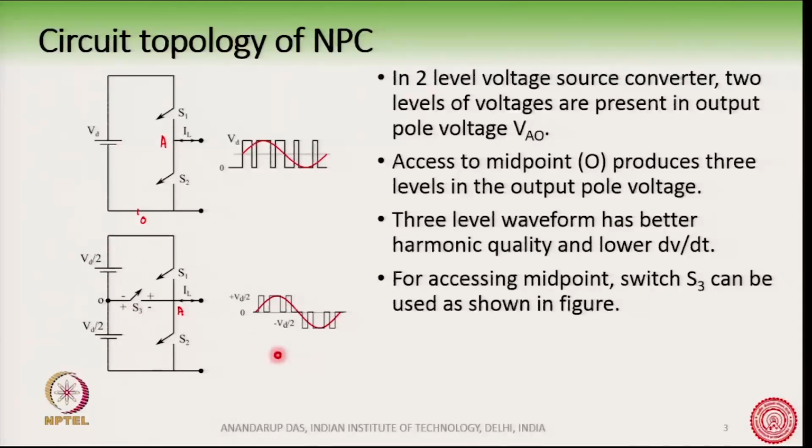For accessing the midpoint of the DC source, we are using a third switch S3. Now, remember that in a 2-level voltage source converter, the point O we had taken to be the negative of the DC bus. Some authors take or make a circuit like this also.